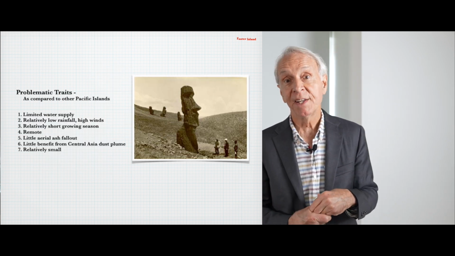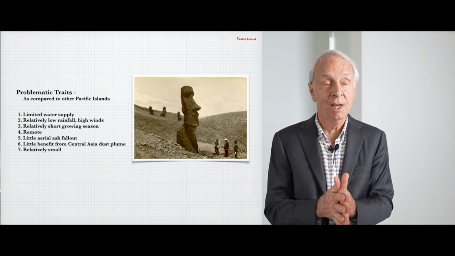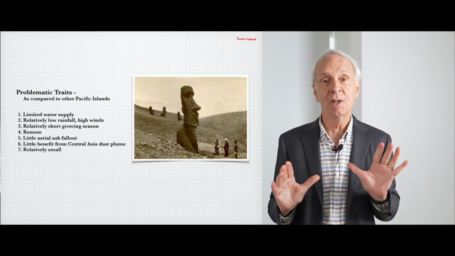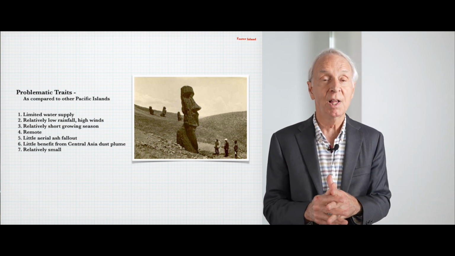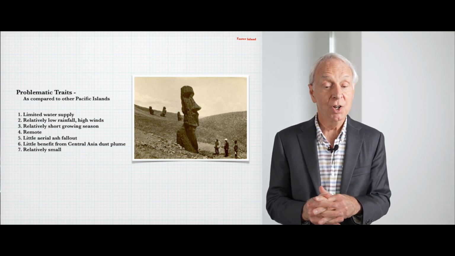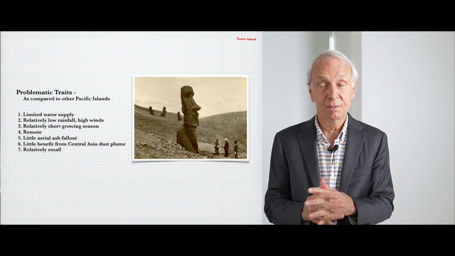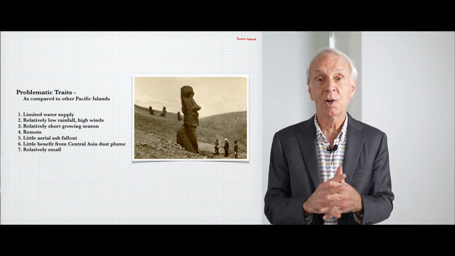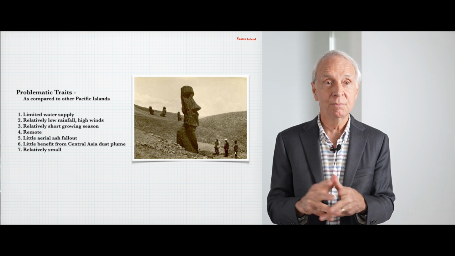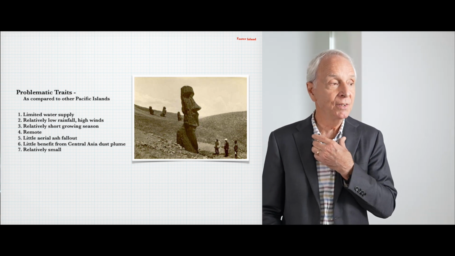There were some problematic traits in the ecosystem in terms of human habitation. There was a limited water supply. Of course, there was plenty of salt water, but limited fresh water supply, and relatively low rainfall in that area. There also were very high winds, which meant that you were vulnerable to the topsoil blowing away if it wasn't covered properly, and also just sometimes would knock plants down, even knock animals and people down.